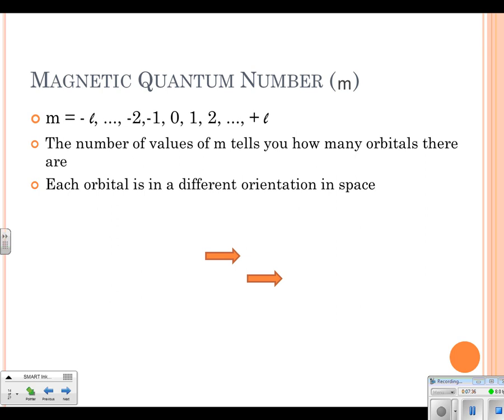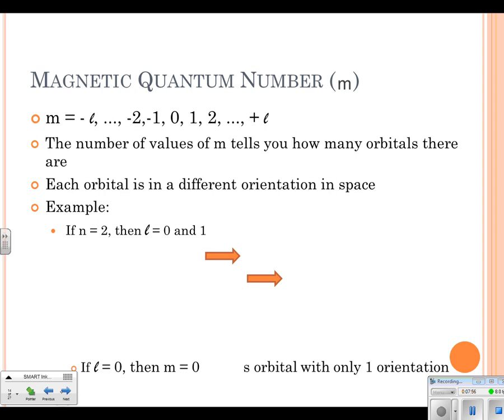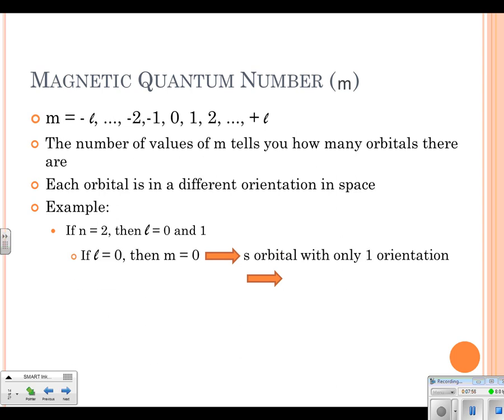Each orbital is a different orientation in space. What that means is it might be set up on the x-axis, it might be set up on the y-axis, so a different orientation, or the z-axis. For example, if n equals 2, from that last table, L is going to be 0 or 1, remember, because L goes up to n minus 1. If we just deal with L being 0, then m is going to be 0, remember, because m goes from negative L to positive L.